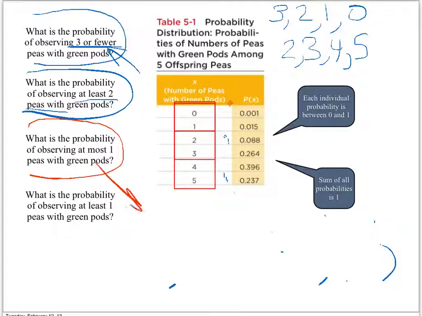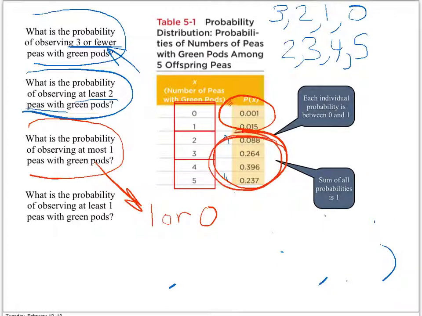At most 1 means 1 is the most, so 1 or 0. That's this probability. Add these together. Okay, that's the complementary event of this probability. So since we figured out this probability in the previous problem, we could just subtract from 1 to get that probability. So that's not so bad. So check that out and make sure that you understand why that works.